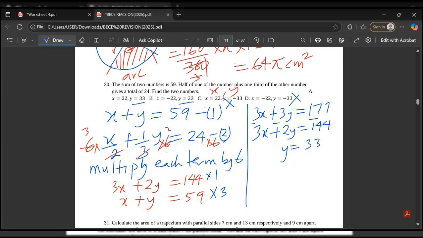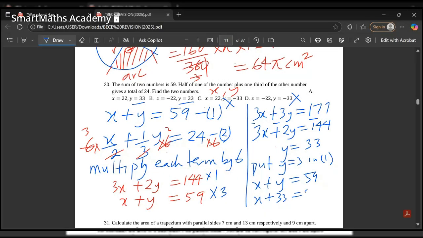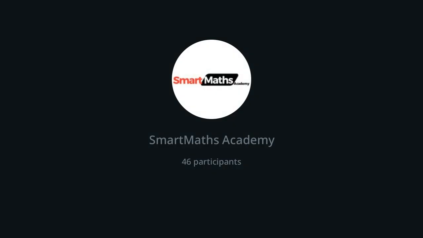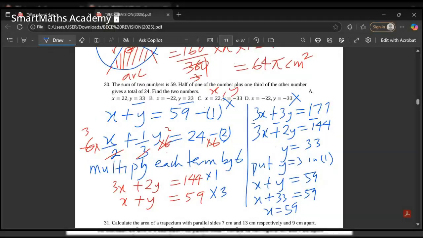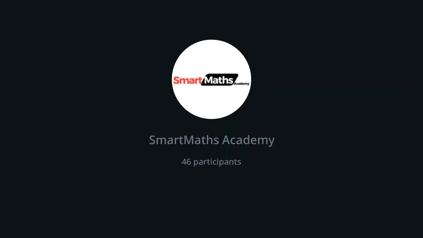Now that's what I told you yesterday. But in this case, we are going to find the value of x. So just put y equals 33 in the first equation. That means x plus y equals 59, so x plus 33 equals 59. Then x equals 59 minus 33, and that is going to give us 26.